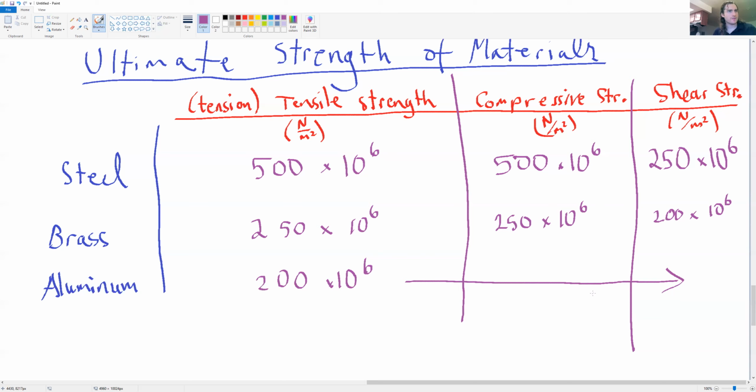All right, let's take a look at maybe some more interesting materials now. We can take a look at wood. Is brass about the same for shear because it's softer?